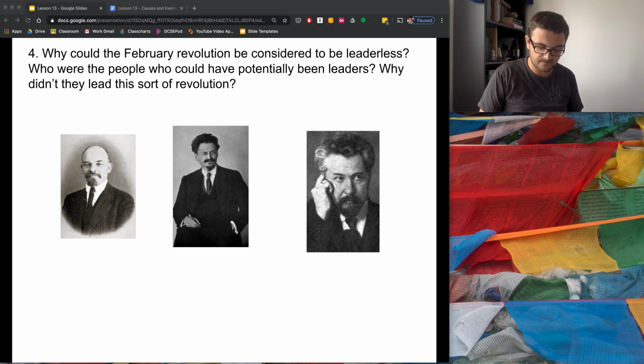Paris. And the events of the February Revolution were so quick and so bottom-up that these three men couldn't really respond in time. And it's one of the reasons why it was very much a bottom-up revolution without these sorts of revolutionary and charismatic leaders in place.